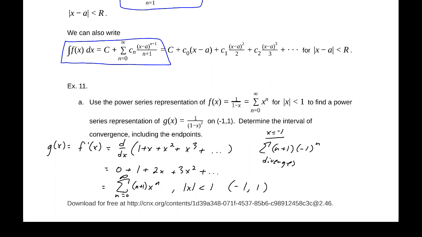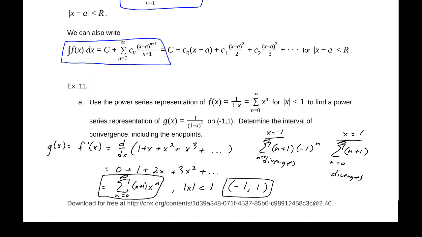All right, what if x equals 1? Well, then that would be the sum of n plus 1, and that would be it. So that also diverges. So our interval of convergence is -1 to 1. And there is our power series representation for 1 over (1 minus x) quantity squared.